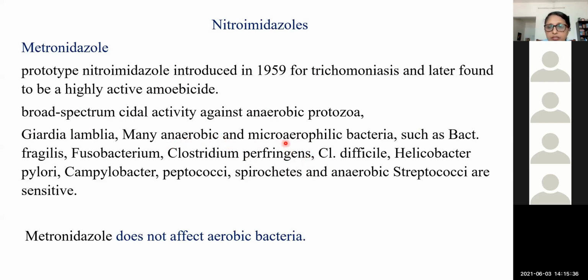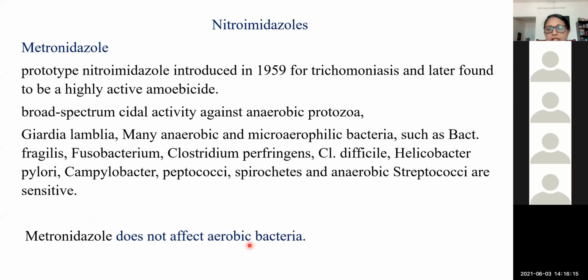So out of these, Bacteroides fragilis is an anaerobic bacteria. Then Clostridium difficile is the one which causes pseudomembranous enterocolitis, and Helicobacter pylori is important in case of peptic ulcer. So when we come to uses, we will see that metronidazole is effective in such conditions. So it is one of the drugs for anaerobic infections also. But it does not affect aerobic bacteria. We will see what the reason is. Metronidazole is not useful for aerobic bacteria.